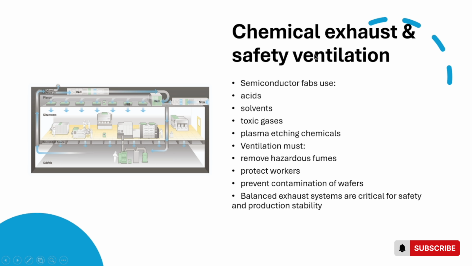Chemical exhaust and safety ventilation: semiconductor manufacturing uses solvents, toxic gases, and plasma etching chemicals, and ventilation protects workers. Chip manufacturing uses dangerous chemicals, like which ones? Strong acids, toxic gases, solvents, and plasma etching materials. Without proper ventilation, what would happen? Workers would be at risk, equipment could corrode, and contamination would ruin the wafers. So fabs use exhaust ventilation systems, fume hoods, and wet benches.